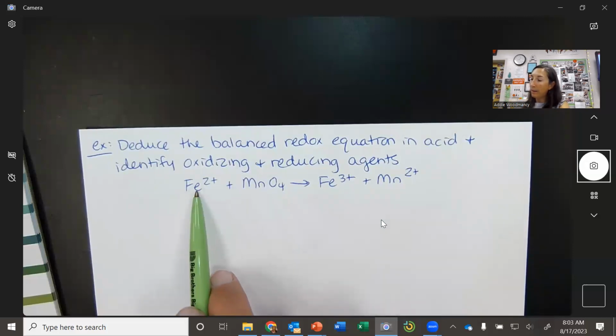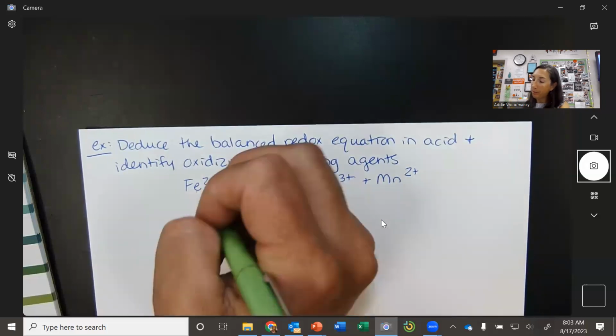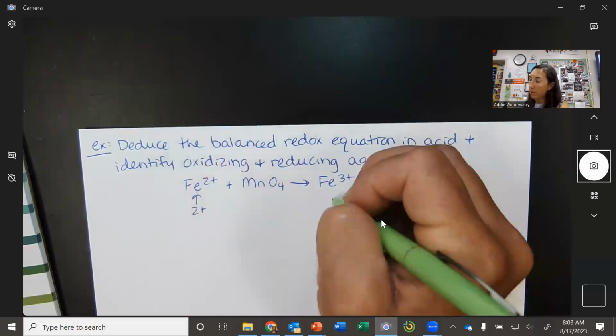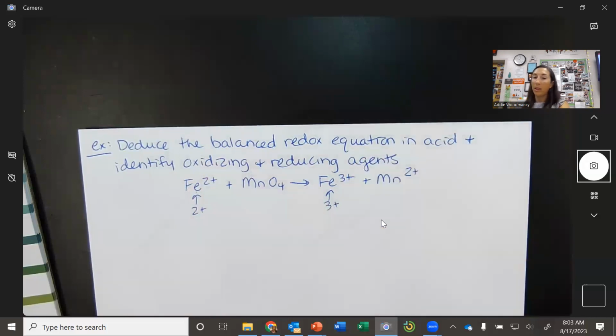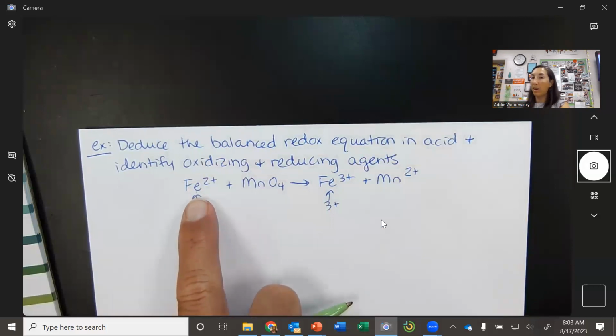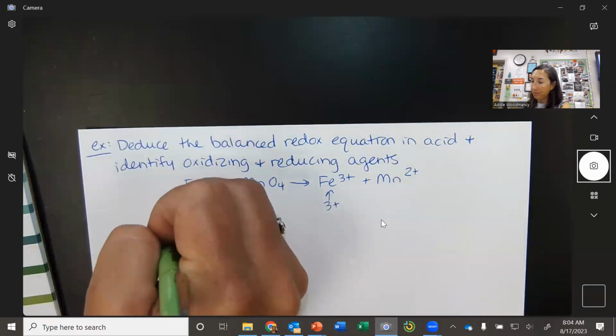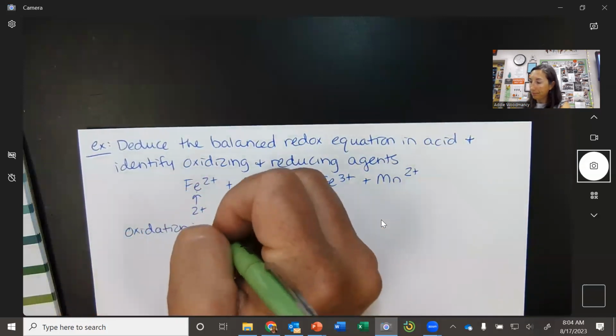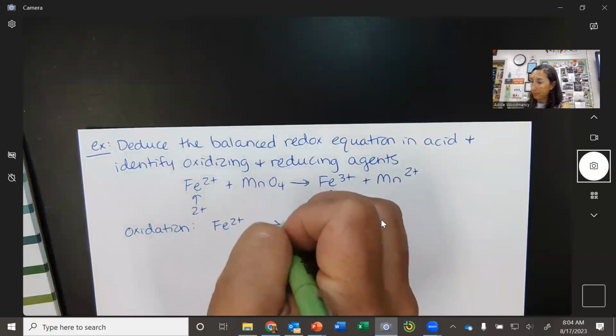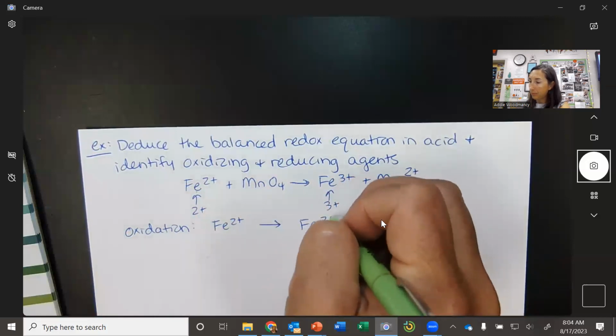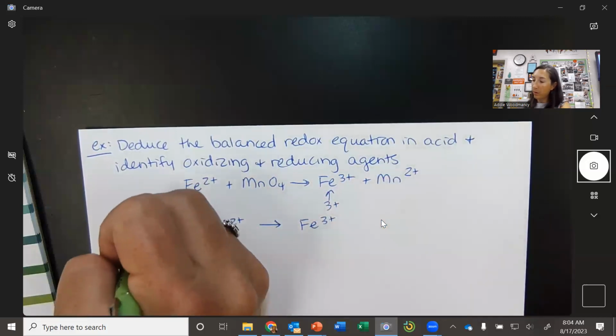If we look at iron, iron's going from 2+ to 3+. So what's happening with the charge? Is it, or the oxidation number, is it going up or is it coming down? It's going up. So that means iron is being oxidized or reduced? Oxidized. So that's your oxidation. Which means the other thing is undergoing reduction.